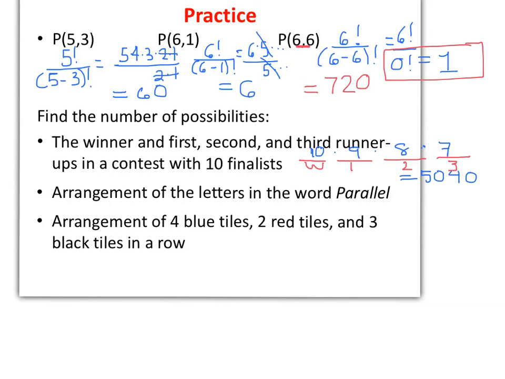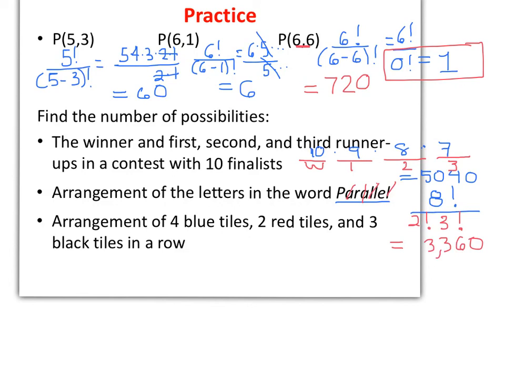Okay, arrangement of the letters in the word parallel. So what goes on top? That's going to be the number of letters in your word, which is 8. And then what do you divide by? So we look for repetition. We have 2 A's, so that'll be a 2 factorial. And then I have 3 L's, so that will be a 3 factorial. And so when you multiply this all together, you should get 3,360 different ways to rearrange the letters in the word parallel.